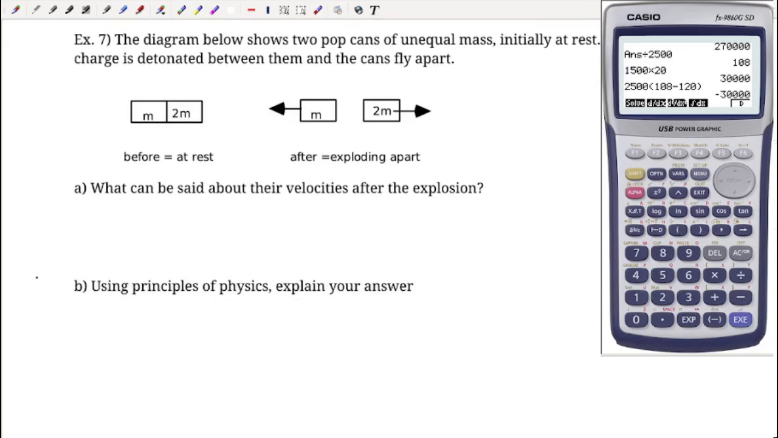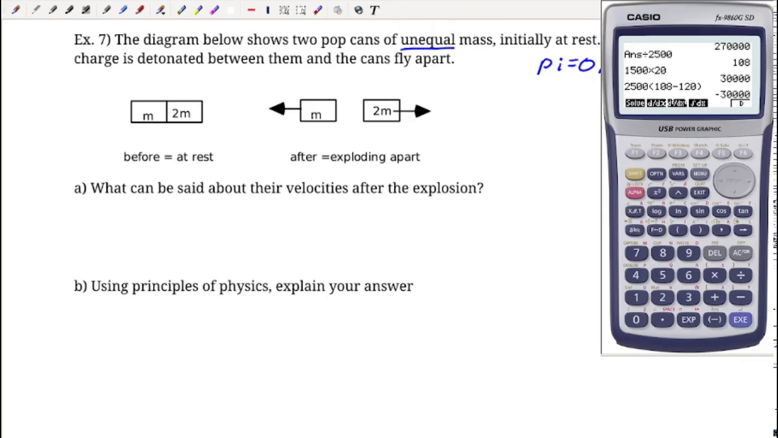And number 7, the diagram below shows 2 pop cans of unequal mass. So 2 pop cans, but somebody's put some rocks in one of them. Or maybe they put twice as many rocks in that one as that one. They are initially at rest. So this is the nice thing about this question, is that we can say that Pi is 0. We start out with 0. An explosive charge is detonated between them, and the cans fly apart. What can be said about their velocities after the explosion?